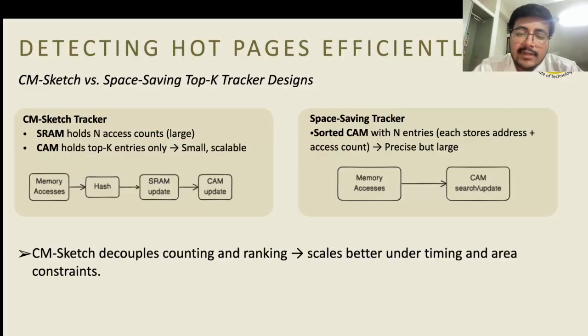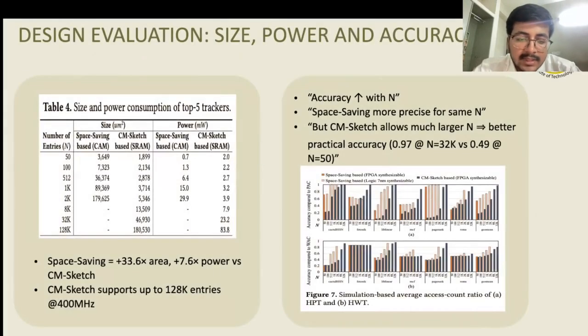The key takeaway here is that CM Sketch separates the counting and ranking processes, allowing it to scale much better under strict timing and hardware constraints. Next, we compare both designs in terms of size, power, and accuracy.